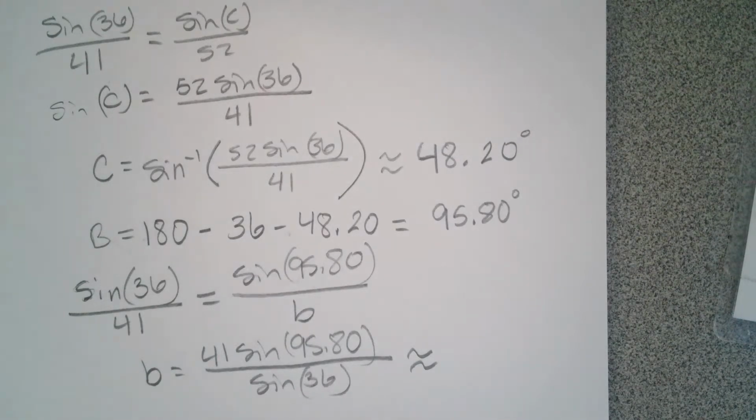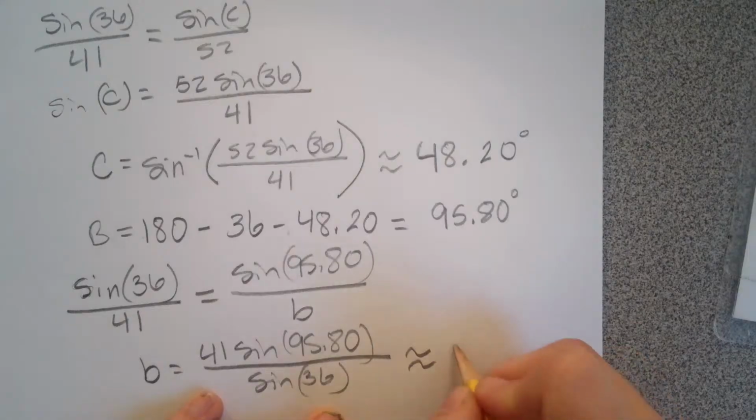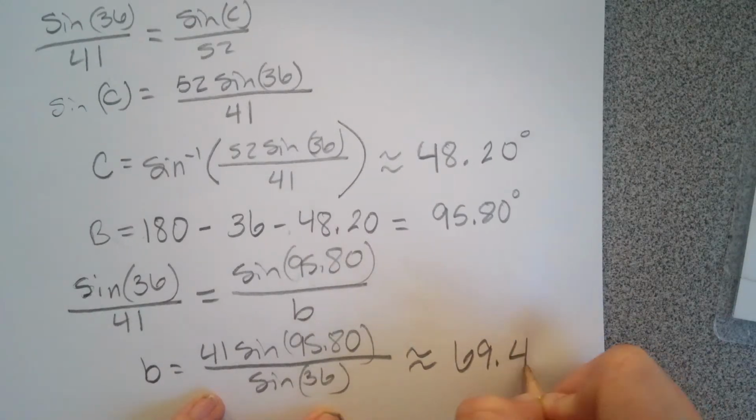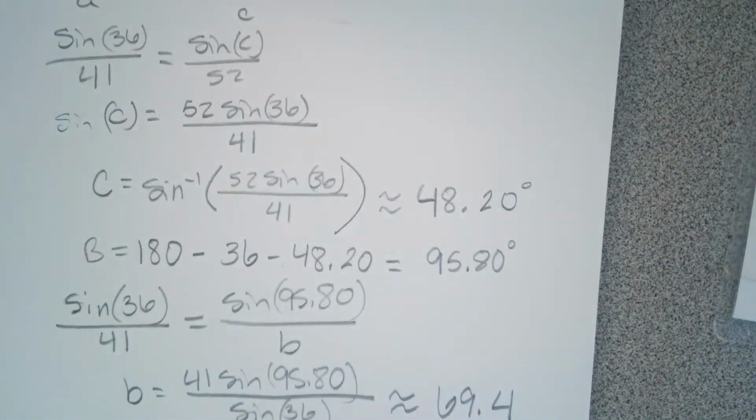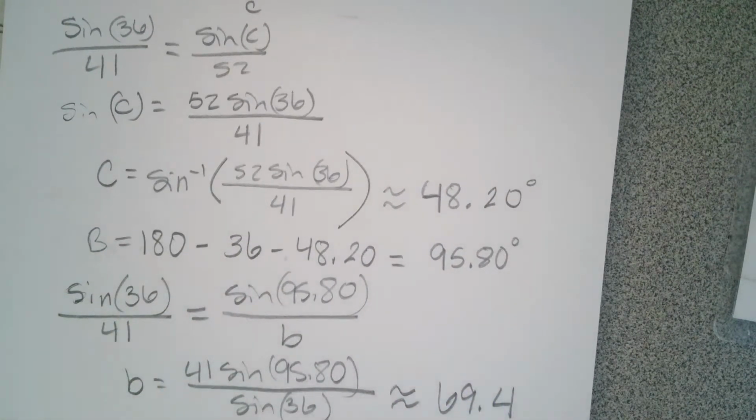69.4. All right, fine. All right, does that make sense? What's the biggest angle? 95.8, angle B. What's the biggest side? B, right? And the smallest angle is A, and the smallest side is A. So at least this makes sense. We okay with that? Found the first triangle.